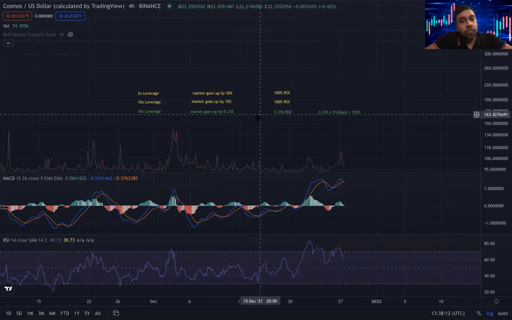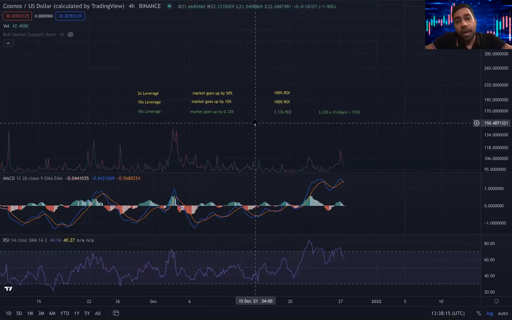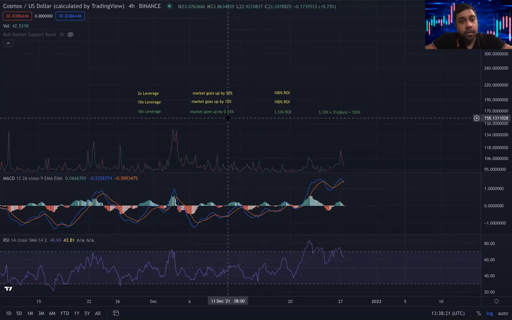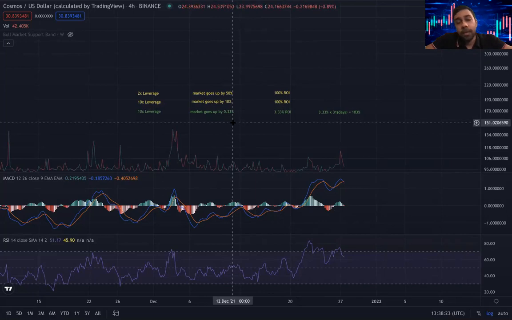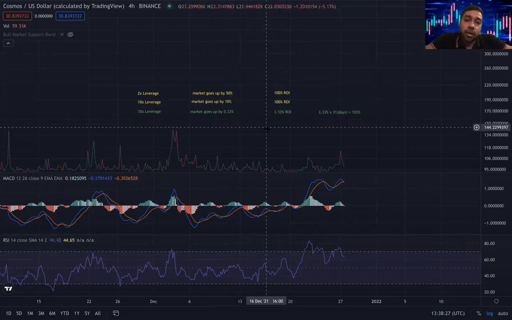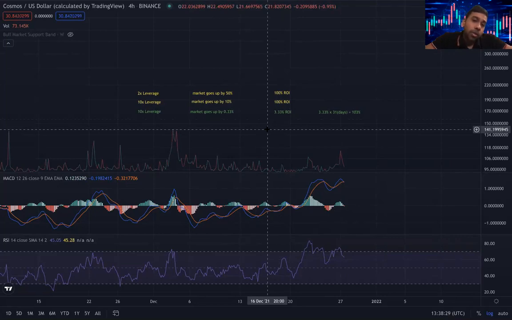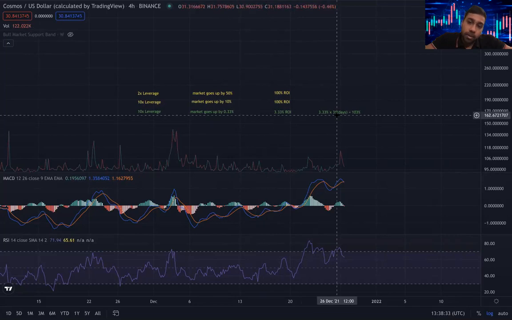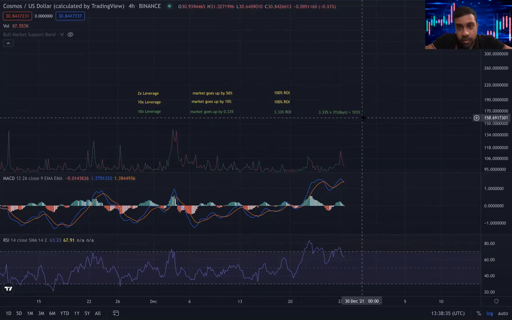So if you have a 10x leverage and the market goes up by 0.33%, that's a 3.33% return on investment. Okay. So if you can do that every single day for a month, you would have 100% return on investment.